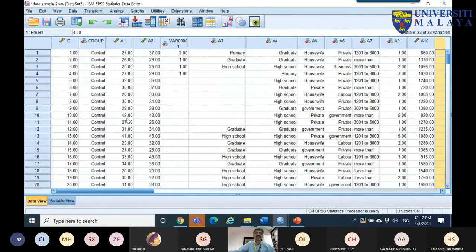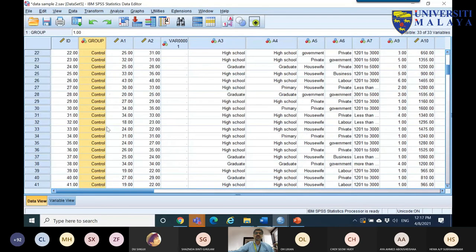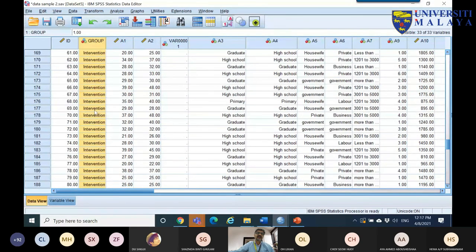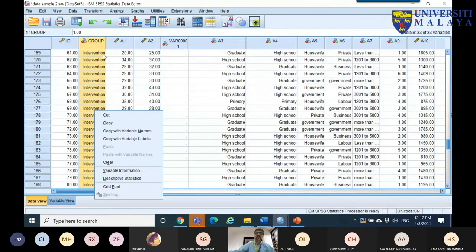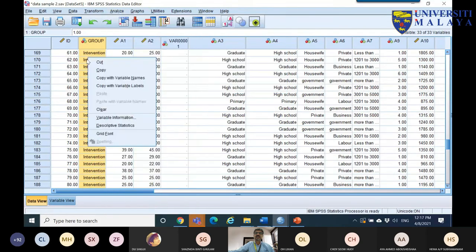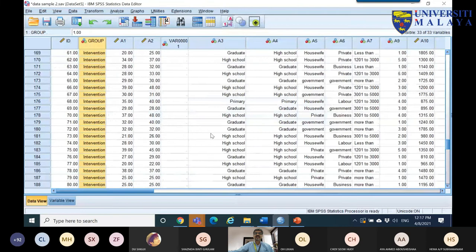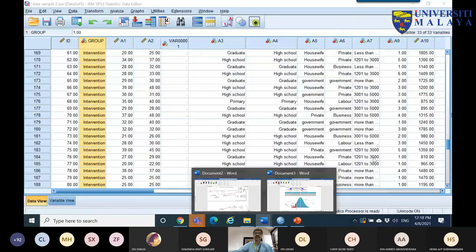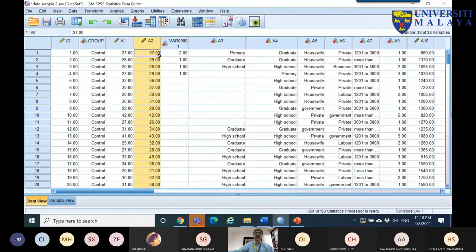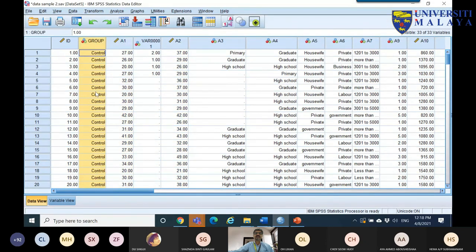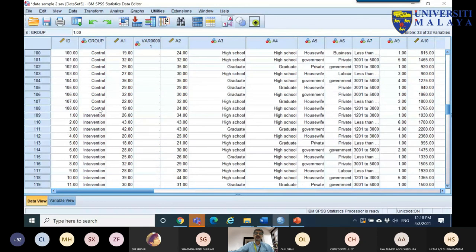Okay. So in this data, suppose that I have case and control groups, right? So this is a real study. One more thing: if you want to access descriptive statistics, you don't need to go to analyze, descriptive, frequency. If you just right click and do descriptive, then you can easily find the descriptive statistics. In this study, we have 108 control and 108 intervention. So now we want to compare. My hypothesis is to compare the age of respondents between case and control, control and experimental, sorry.